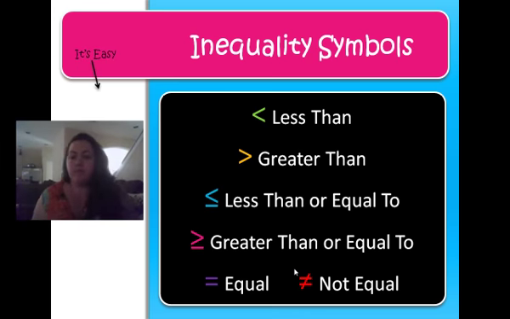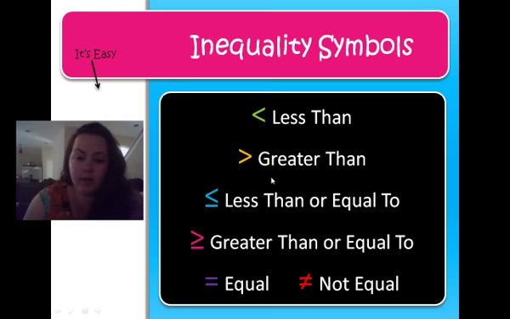Inequality symbols, you should be familiar with these. We have less than, greater than, less than or equal to, where it has a little line below it, greater than or equal to, equal and not equal. You might not be familiar with this: anything that has a slash through it means it's not that thing. So if I have equal with a slash through it, well, it's not equal. If I had less than with a slash through it, it's not less than.